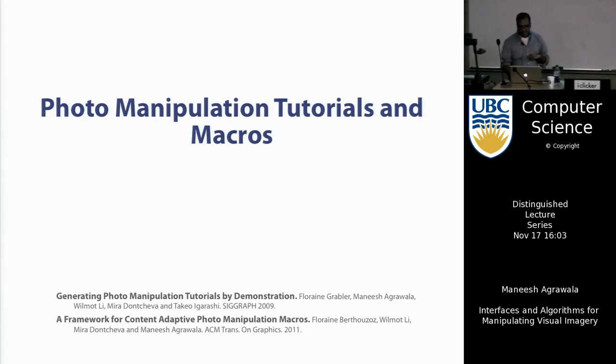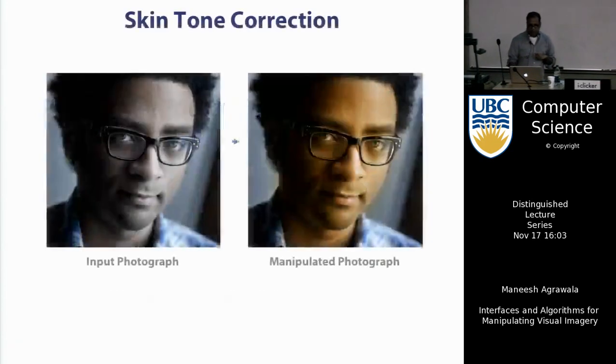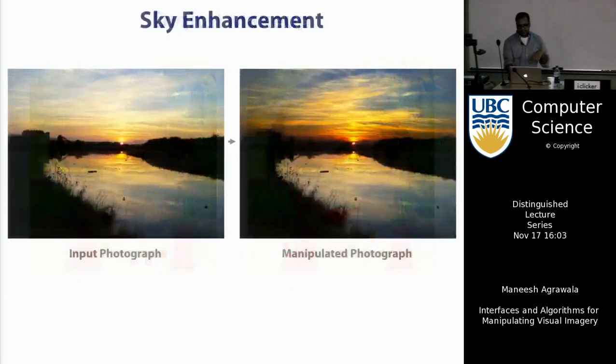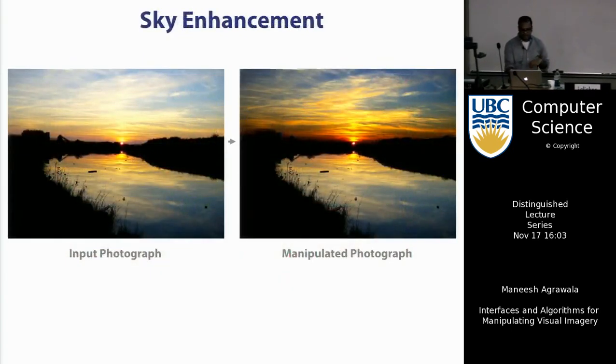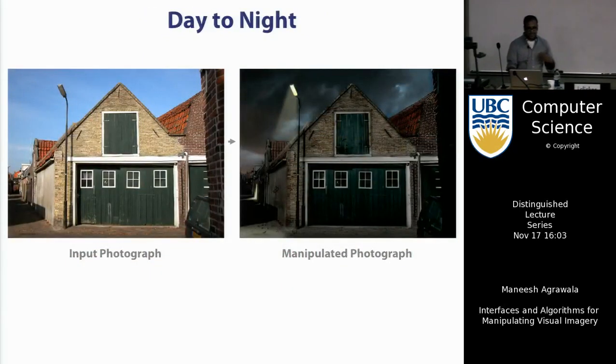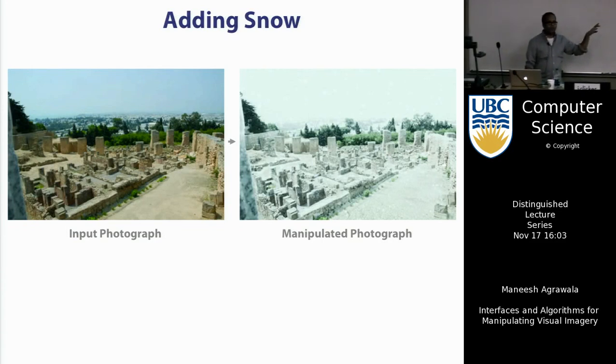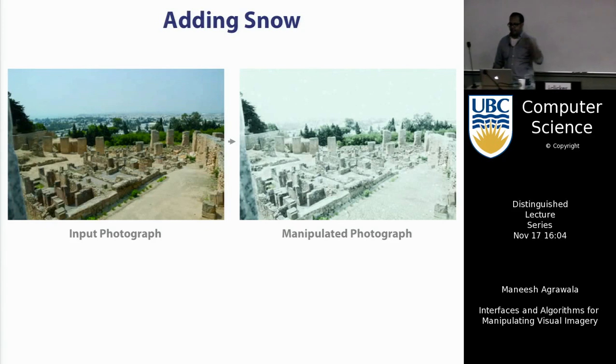So today, when people take photographs, there are many kinds of modifications they might want to make. Skin tone correction is shown here. We might want to add digital lipstick. We might want to enhance the sky, convert from day to night, a bit more exotic, add snow to the images, and so on. And all of this is possible through tools like Photoshop. In fact, there are tutorials on the web and in books that will describe how to achieve each one of the effects that I just showed you.